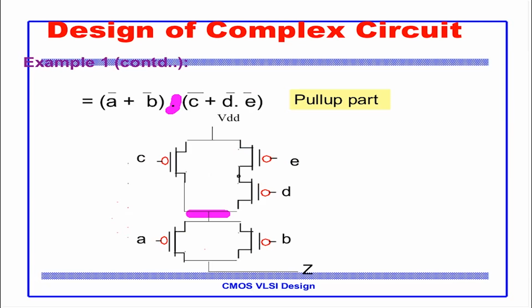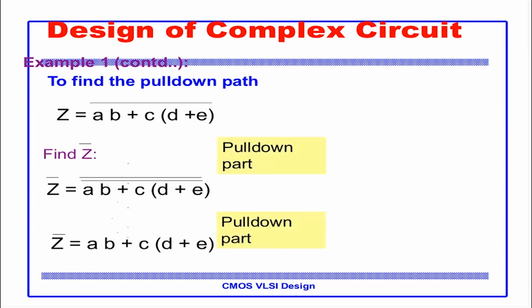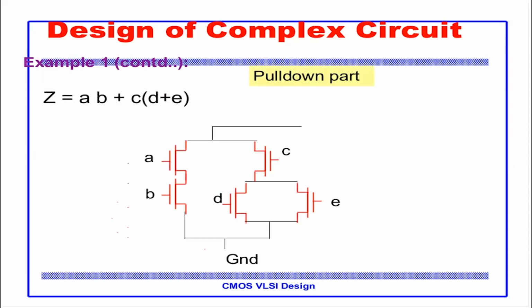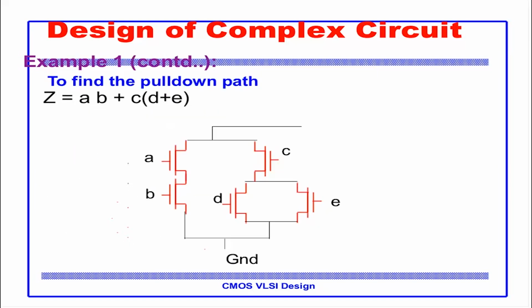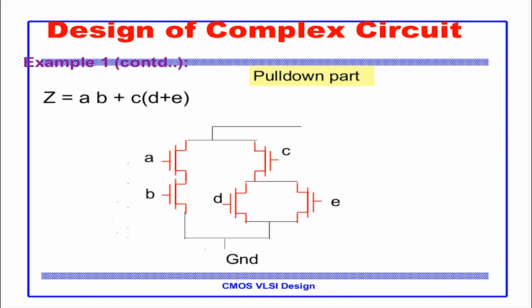Again, the pull down part is not very difficult, just the complement of this. So the pull down part is nothing but the non-complemented part. Let's see on the next slide. This is the non-complemented part: AB plus C, D plus E. AB in series, C plus D in parallel.